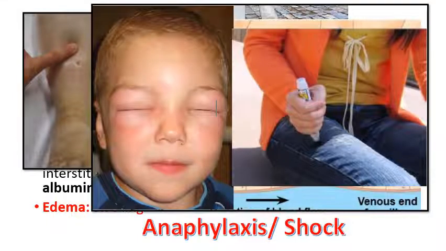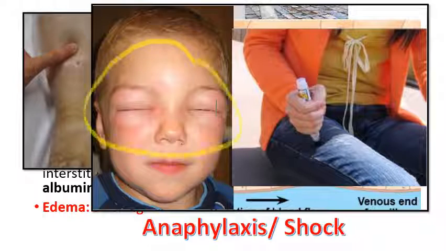All right, now I want to talk to you briefly about something called anaphylaxis or anaphylactic shock, or just referred to as shock. You know that some people are allergic to things like peanuts or bee stings. And you know that if somebody who's allergic to bee stings gets stung by a bee, their face and other tissues will swell up, swelling.